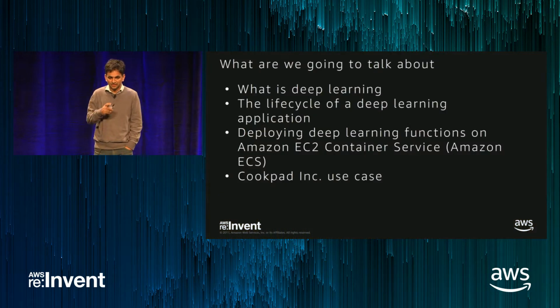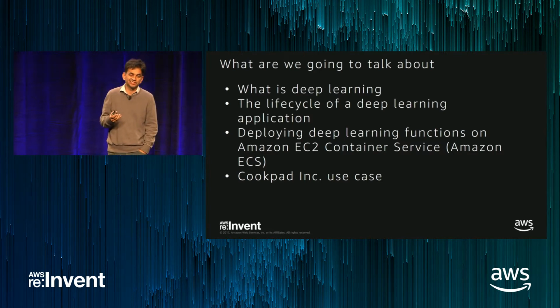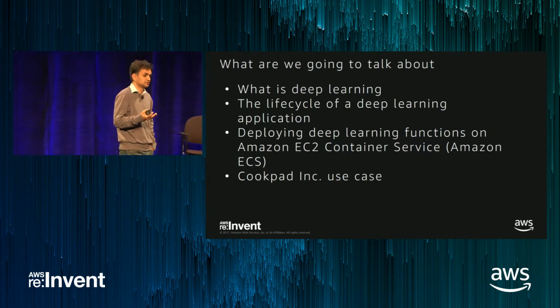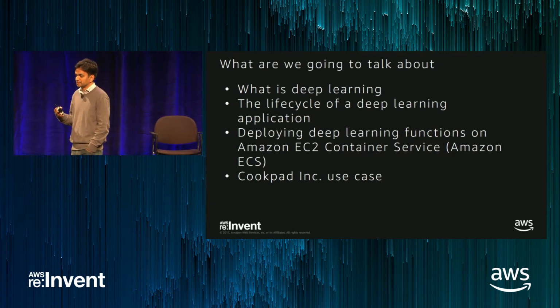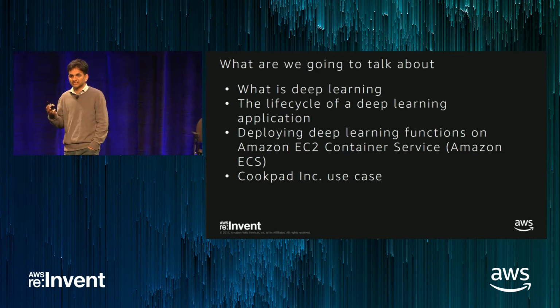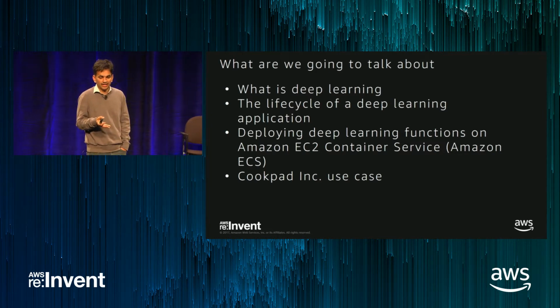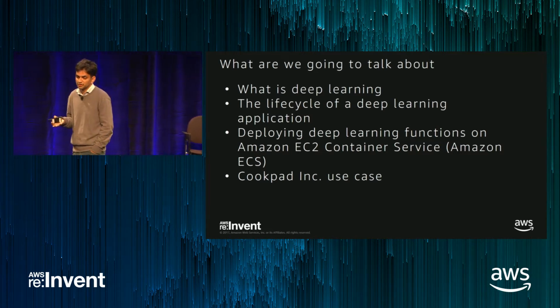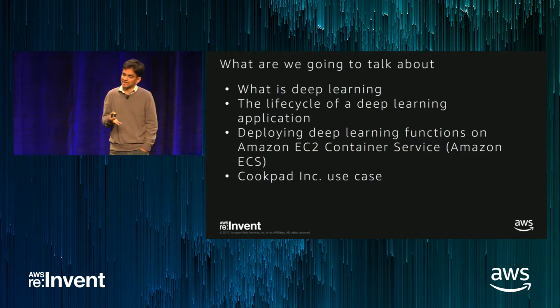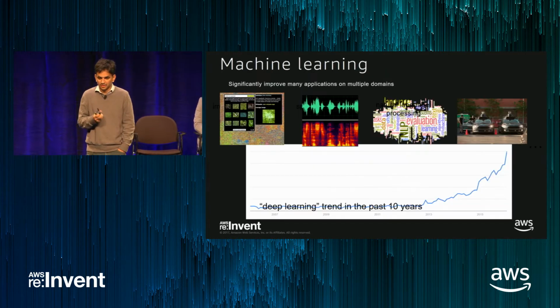So let's get started. What we're going to cover in the next 45 minutes and then open up for Q&A is what is deep learning? Why should we care about deep learning? When we say deep learning, it's a pretty loaded term. Data scientists train the models, but how do we apply this? And where is machine learning today in our lives? And then we'll look at a reference architecture of how do you deploy deep learning functions on Amazon ECS and what ECS does. And then we'll go deep into the Cookpad usage.